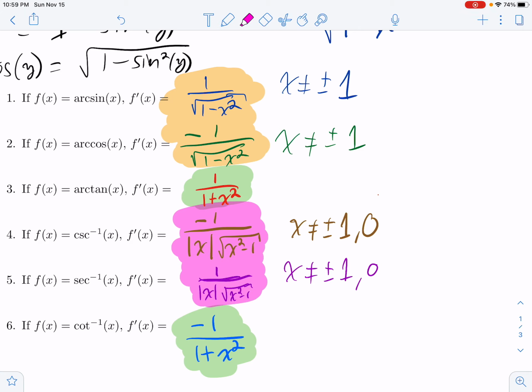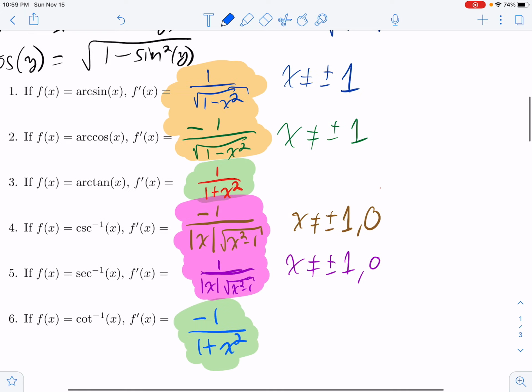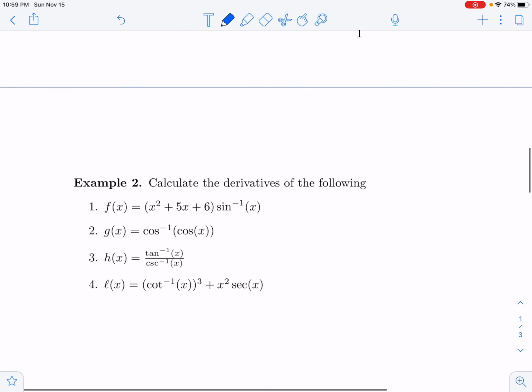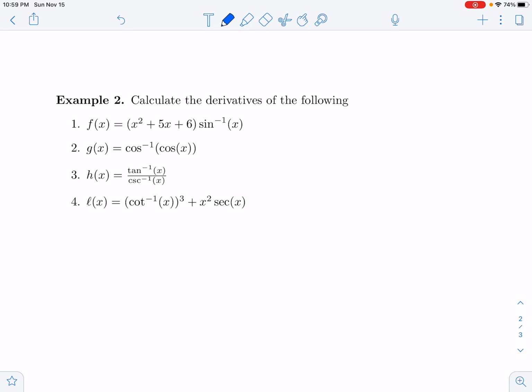You're able to do it with trig in one direction, right? You know, the normal trig functions. You can do it with the inverse trig functions. So let's see how we put this all together. Well, let's calculate some derivatives, right? And we have to remember all our derivative rules from last year. So let's start with number one here.